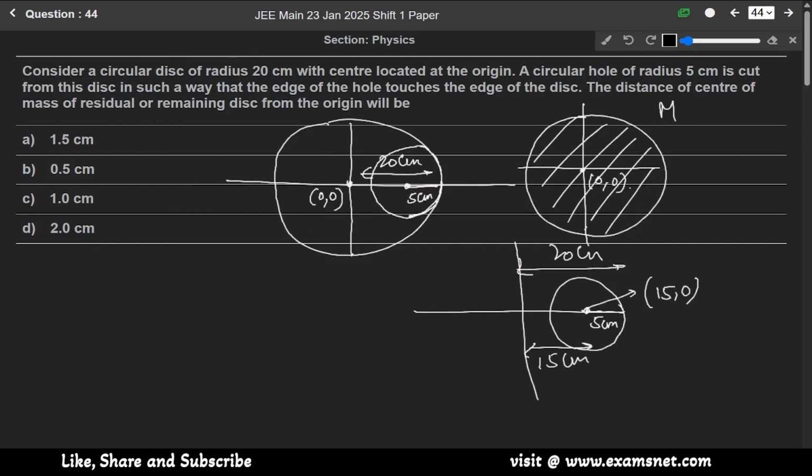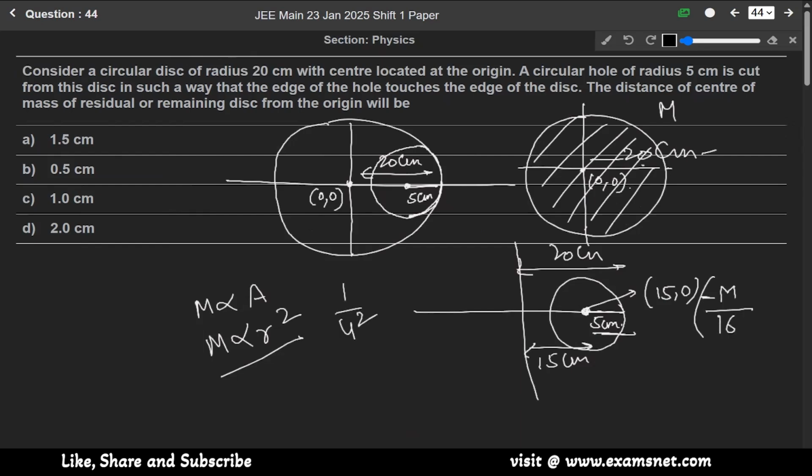Okay, now if we talk about its mass, we know that mass is directly proportional to area, so m is directly proportional to r², and the radius of the circular hole is 5 centimeter and that of the circular disc is 20 centimeter, meaning it is 1/4 of it. If this radius is 1/4 of it, then its mass will be negative of 1/4 squared, so 1/16th of it, in negative terms. So x center of mass will be equal to m1 x1 plus m2 x2 over m1 plus m2.